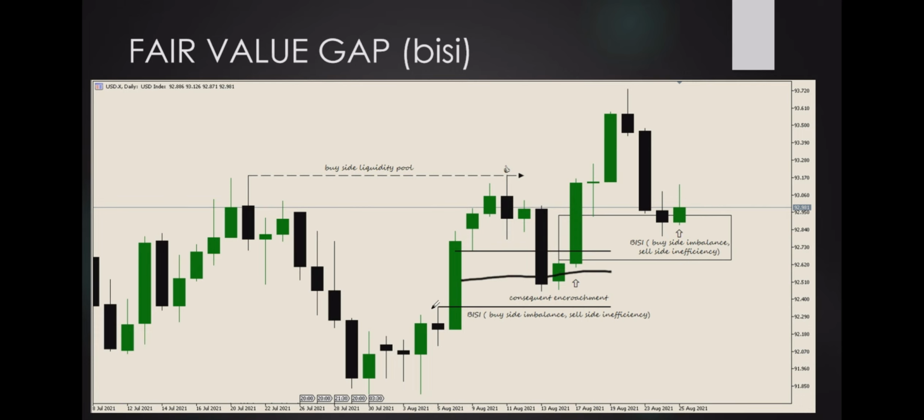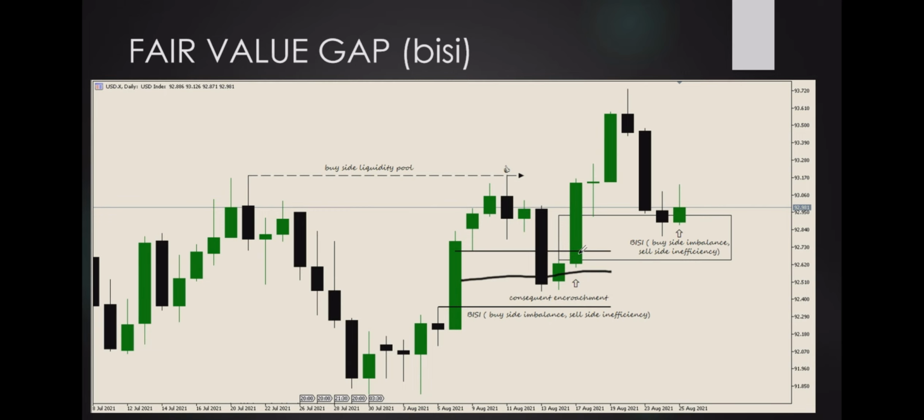And this gap can act as a threshold. You know what a threshold means? Something that can hold something or hinder something from moving forward. So we have it drop into this fair value gap, which is a buy side imbalance, sell side inefficiency. And then what was the reaction? The following day price moved, then the next price moved. While price was moving, you can see it created another gap.